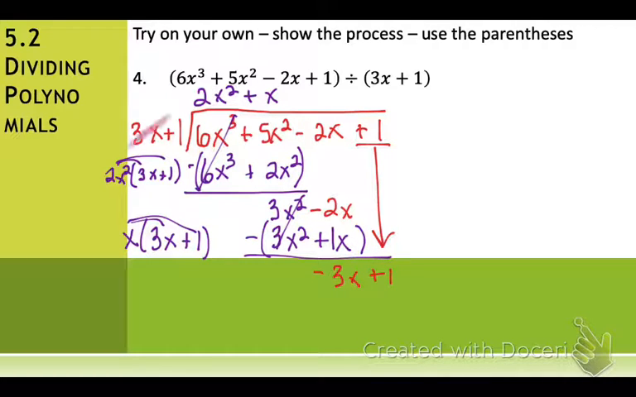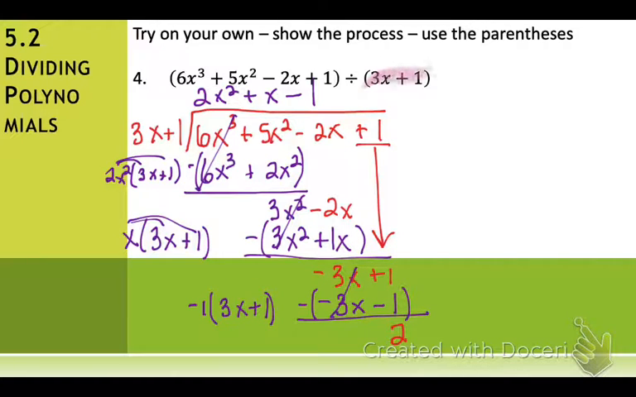Okay, 3x goes into negative 3x. Be careful. Goes in negative 1 time. All right, so negative 1 times 3x plus 1 is going to be negative 3x minus 1. Subtract it, cancel, and 1 minus negative 1 is actually going to be 2. So this one did not go in nicely, so we would say 3x plus 1 is not a factor of that because it did not go in evenly.